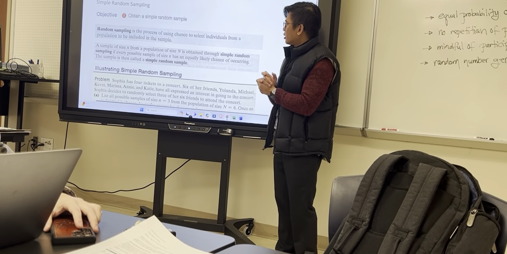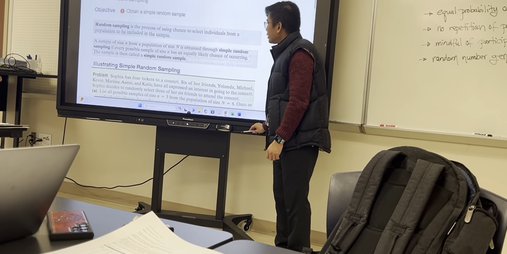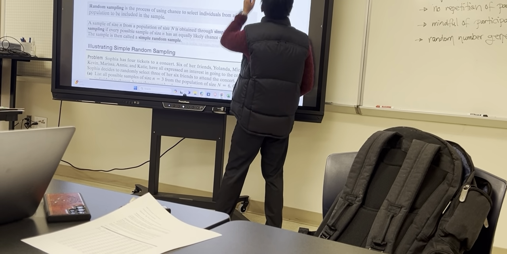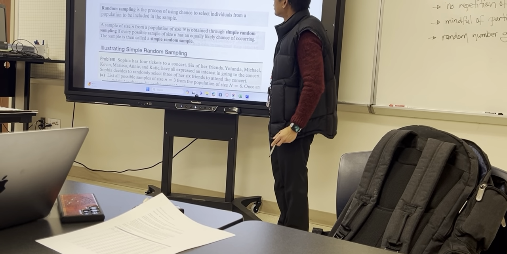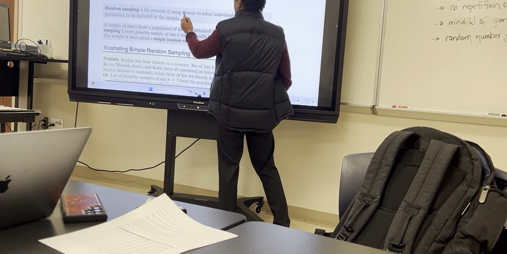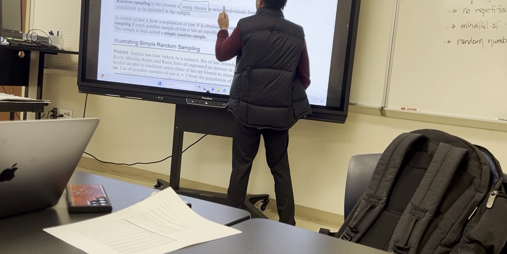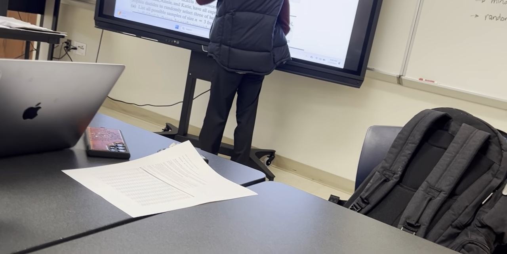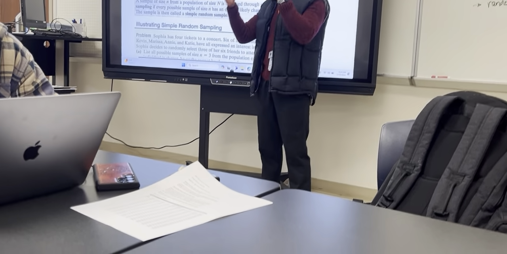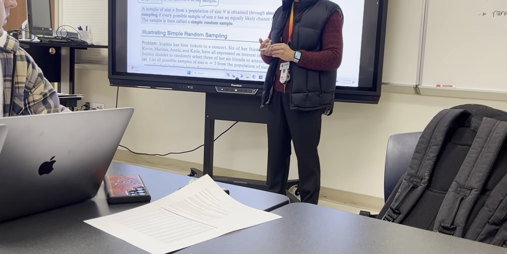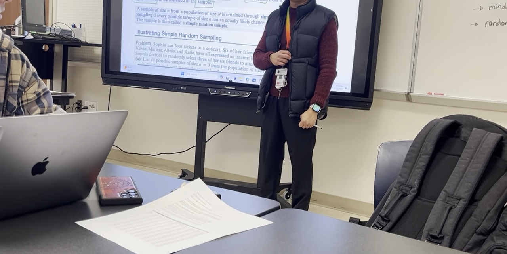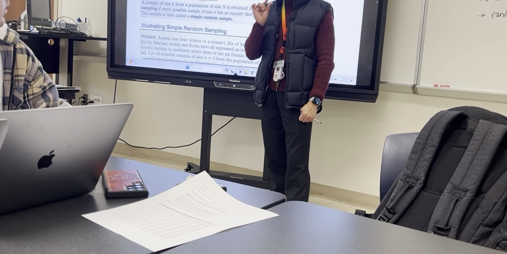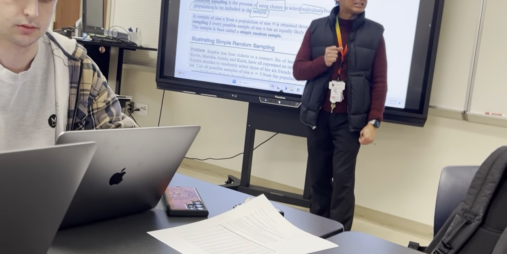Tree, let's read what random sampling is. Go ahead. Random sampling is the process of using chance to select individuals from a population to be included in the sample. Thank you, right? So, using chance in selecting individuals from a population to be included in the sample. So when you say chance, each member of the population, or what we call individuals, if there are people, they're called individuals, should have an equal probability or chance of getting selected.